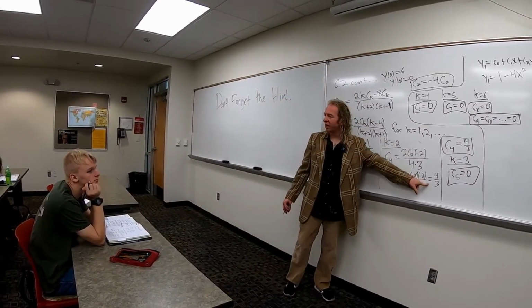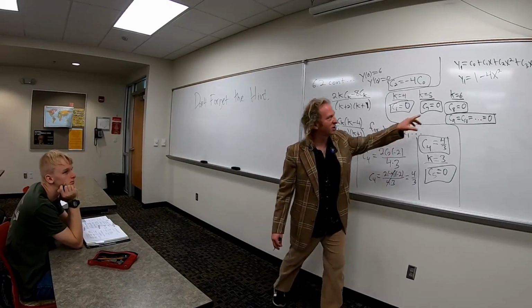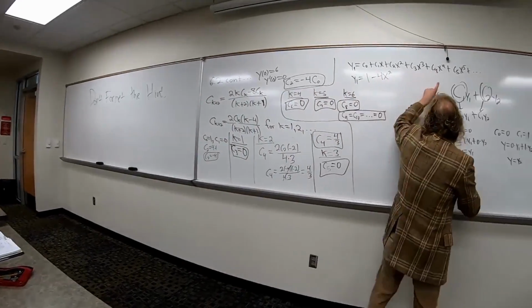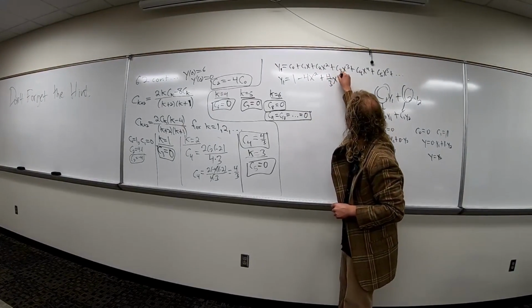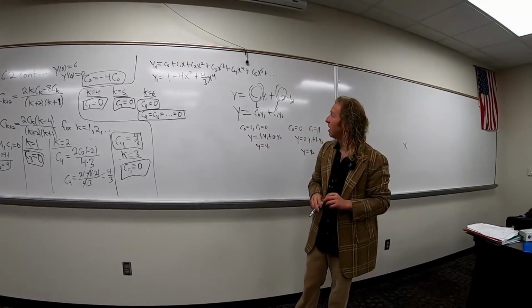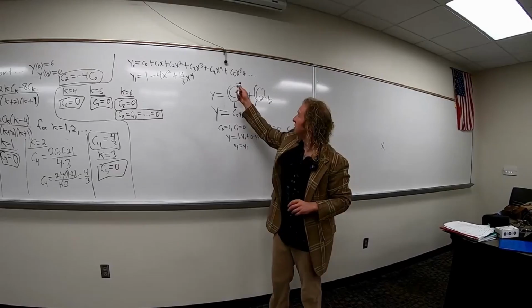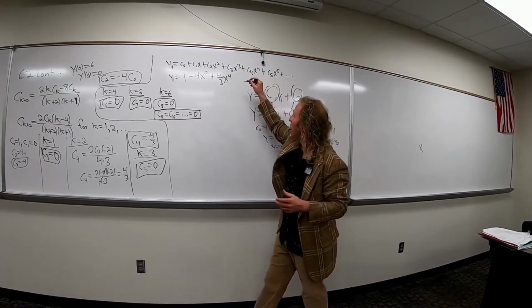C4 is just a fraction, 4/3. So C1, C3, the odd ones are 0. C4 is 4/3, so this is 4/3 x to the 4th. And that's it, because C5 is 0 and everything else is 0, so it's just a polynomial, actually.